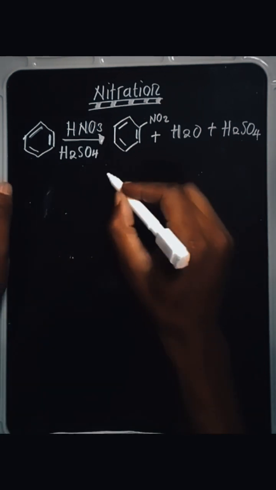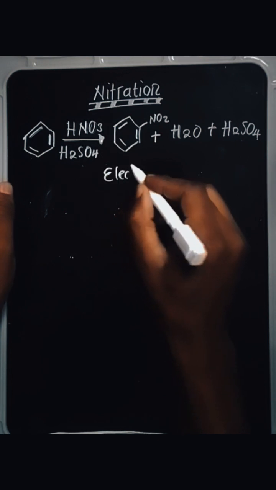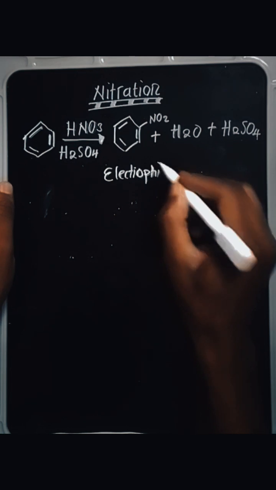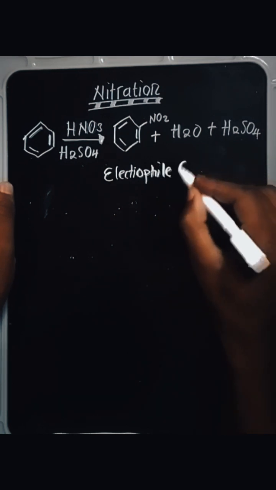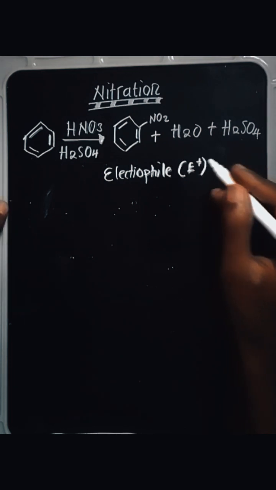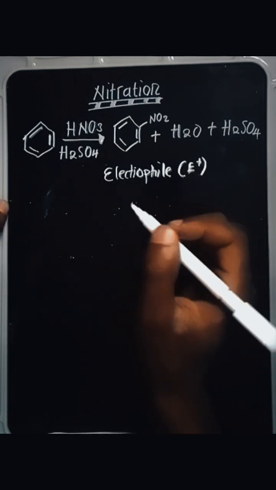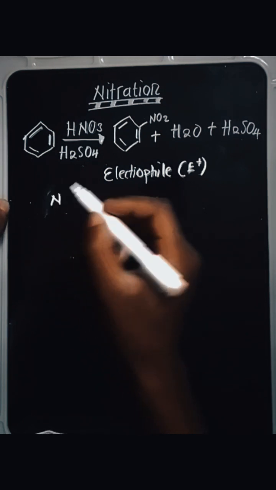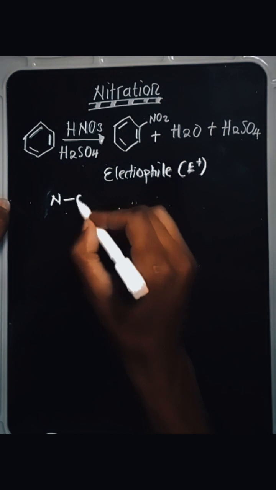So step 1 is electrophile generation, right? You need to generate your electrophile. So how do you go about generating your electrophile? It's quite easy. First thing, you get your nitric acid. So there is your nitric acid, looks something like this.